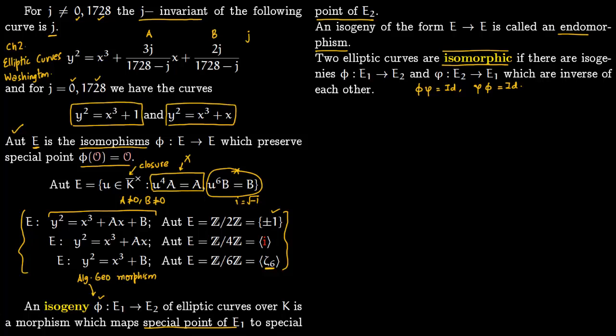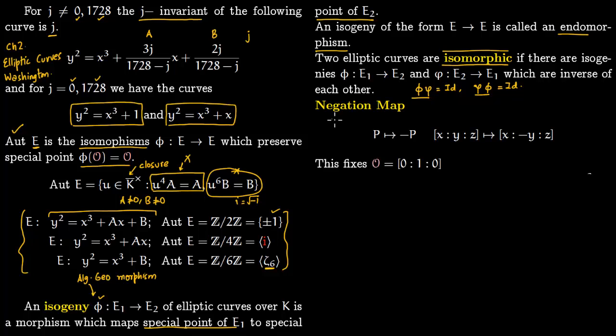So this is just standard inverses. So let us give two examples of isogenies, and these are actually going to be endomorphisms essentially.